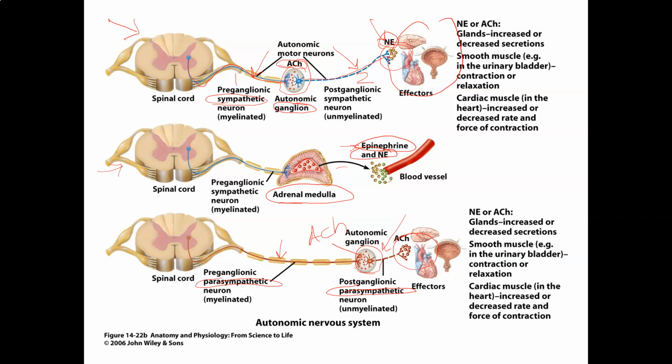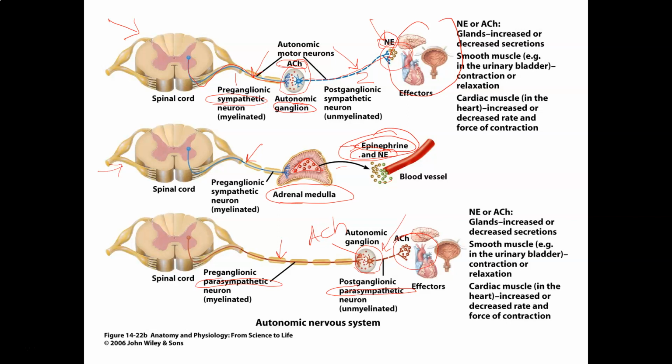So the stimulus to release these hormones by the adrenal medulla is a preganglionic sympathetic neuron. It will send action potentials to it, and then the medulla will release those neurotransmitters, or as they're referred to, hormones.